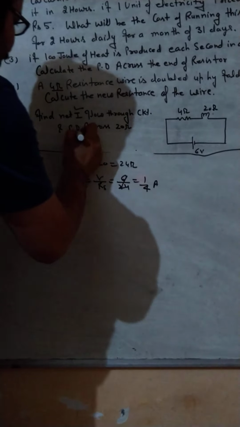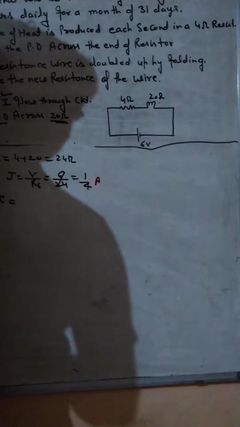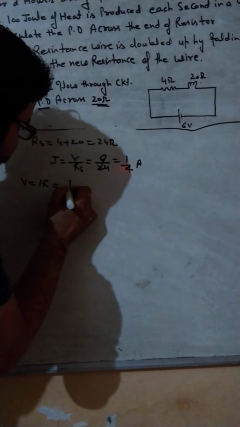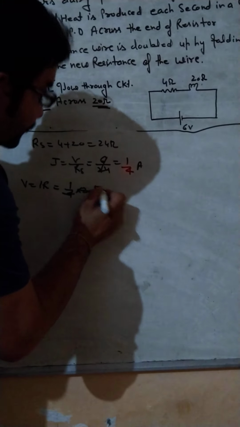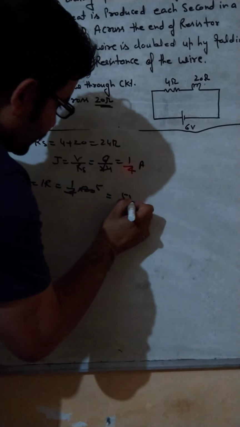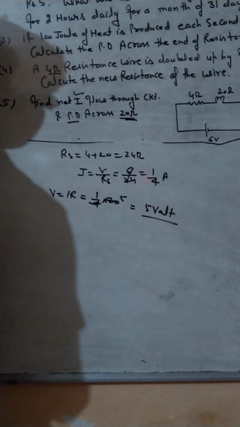And what about the potential drop across 20 ohm? Since V is equal to IR, and we know that in series combination current is always the same. That means current is 1 by 4 and the resistance is how much? 20. That means 5 volt. Check how it is solved.